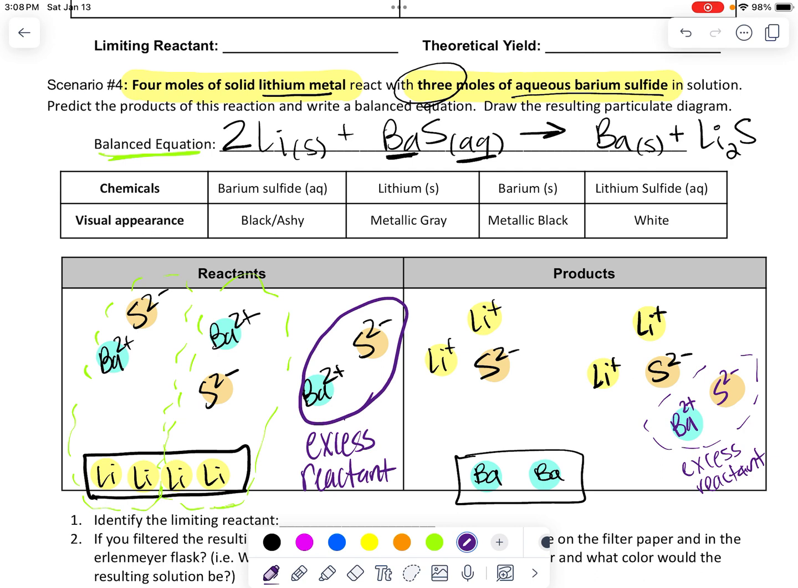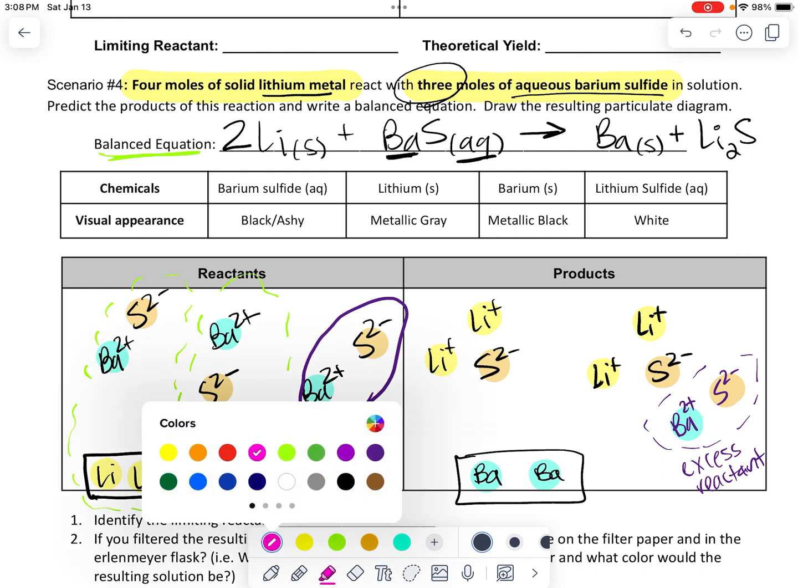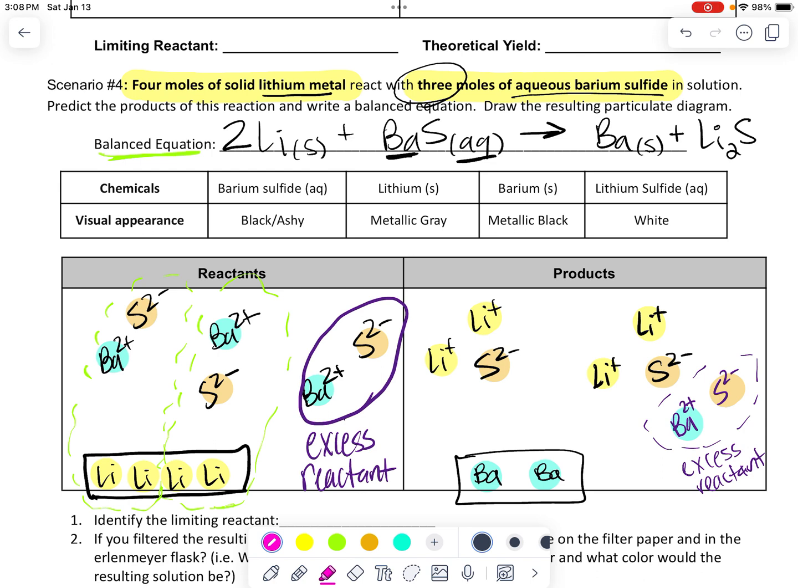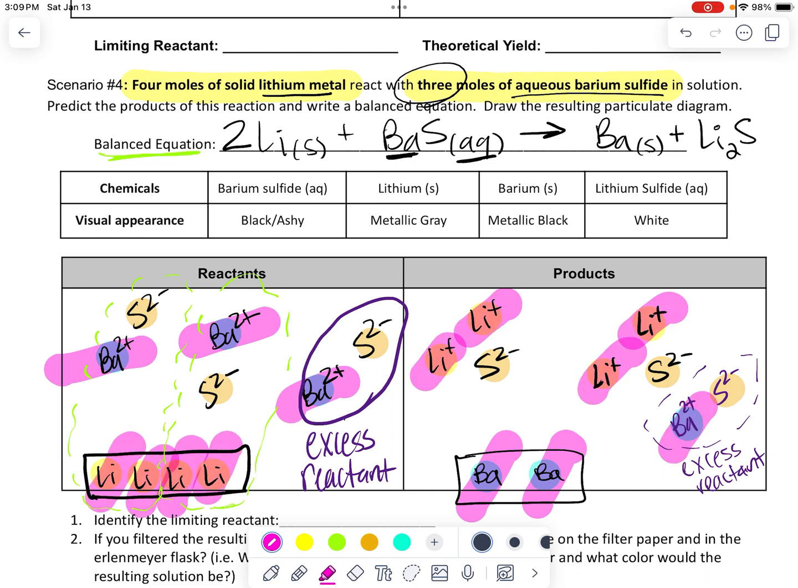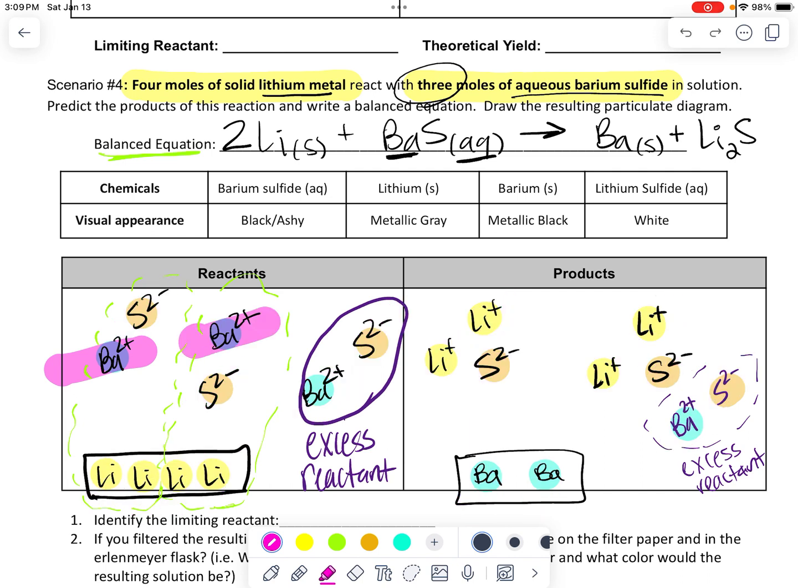Okay, you can then go through and check: do you have the same number of all of the ions? Does your model show the law of conservation of mass? This will help you in case you model something incorrectly or you forget to write in those excess reactants. So I see 1, 2, 3 bariums, 1, 2, 3. I see 1, 2, 3, 4 lithium, 1, 2, 3, 4. On the left, 1, 2, 3 sulfide, 1, 2, 3 sulfide. So I have shown the law of conservation of mass, and I know that I have more than likely constructed my model correctly.